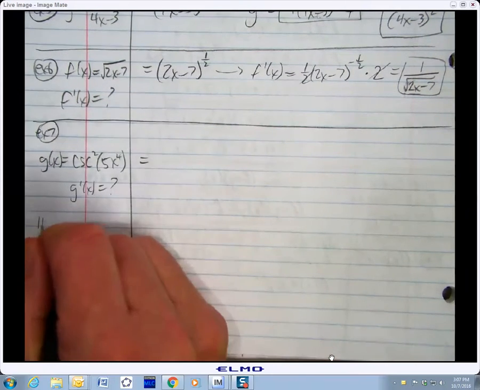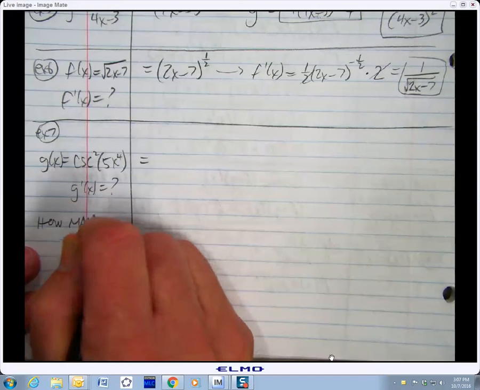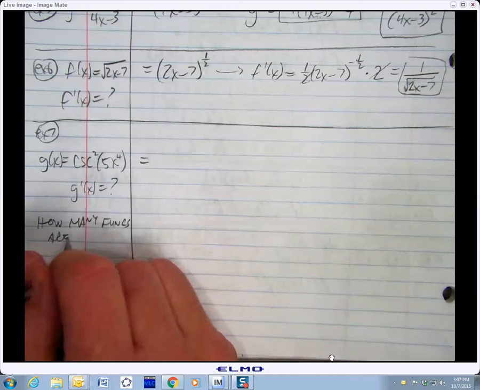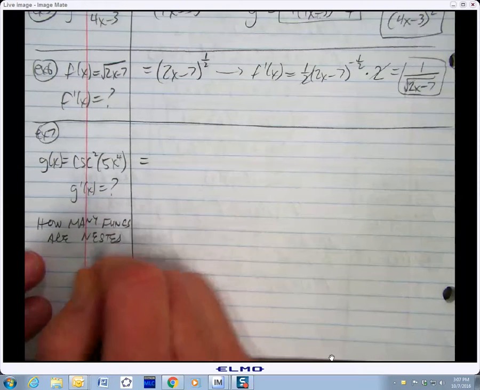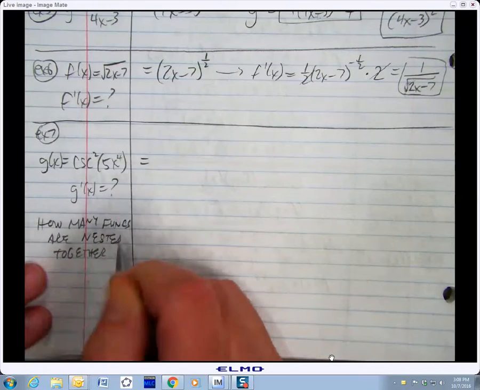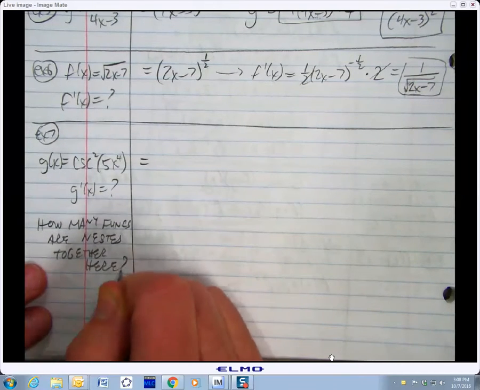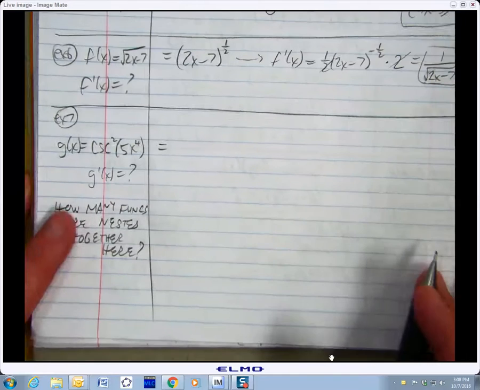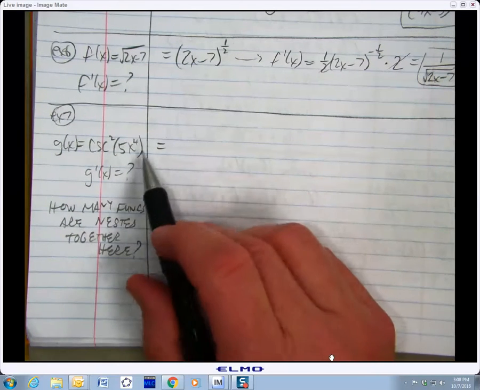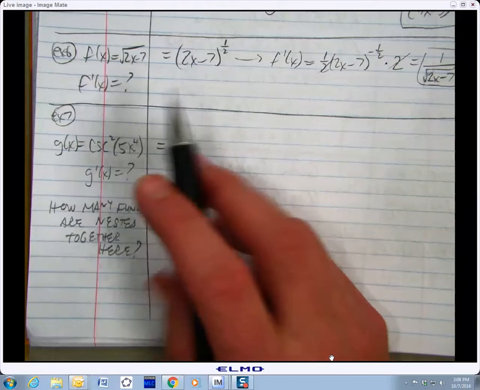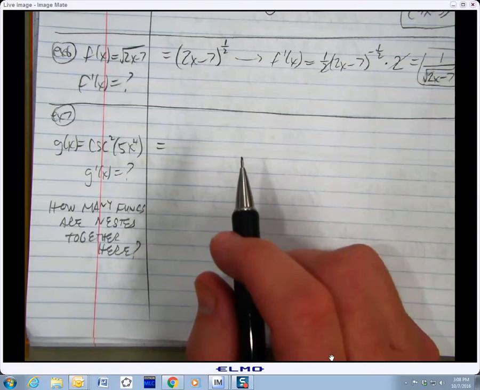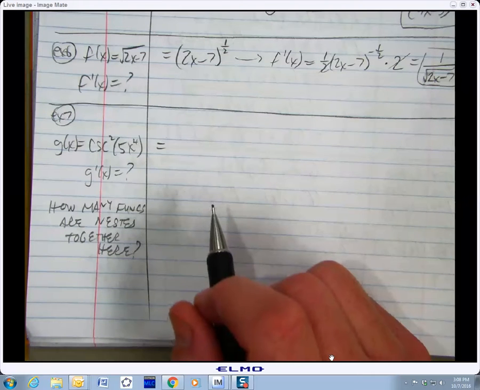And I have a question for you before we start it. How many functions are nested together here? And one way of doing this is think about plugging in. If you plugged in a number, say 1, would you take the cosecant of 1? Would you square the 1? Would you take 1 and multiply by 5? Or would you take the 1 and take it to the 4th?